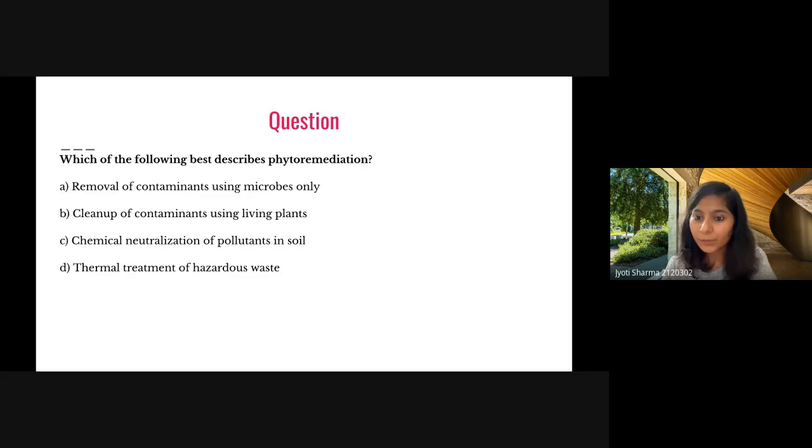Venkateshwara gave me option B. So yes, the answer is B. Yes, Priscilla also gave me B. So this is the cleanup of contaminants using living plants.